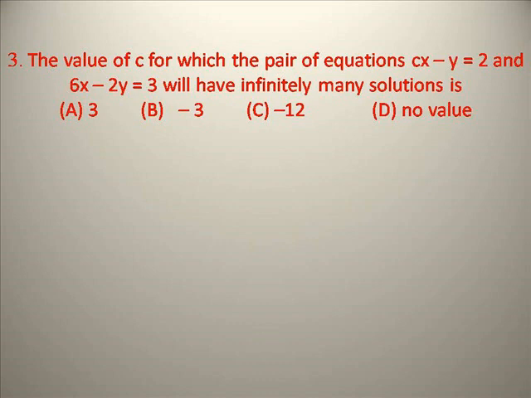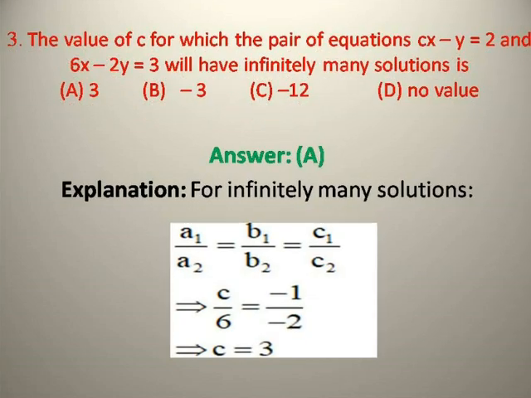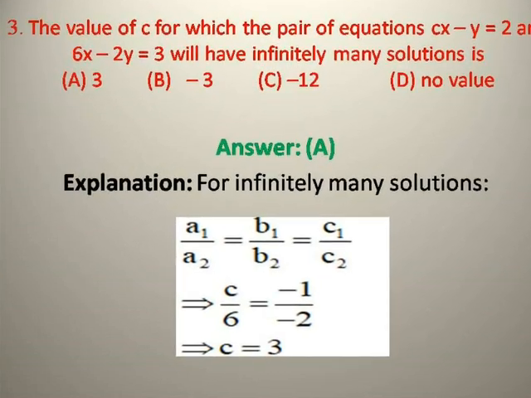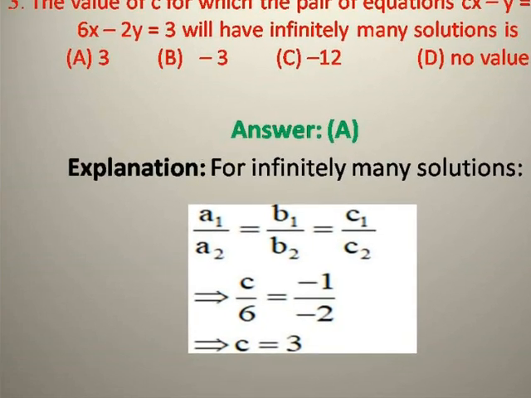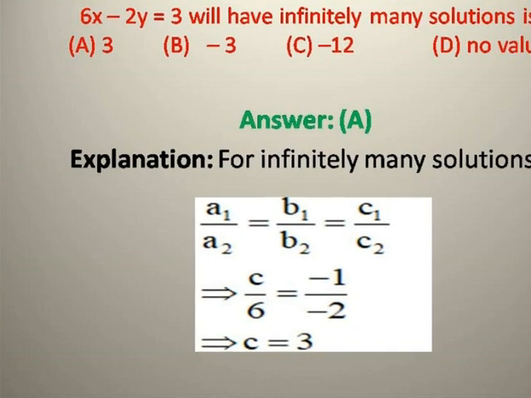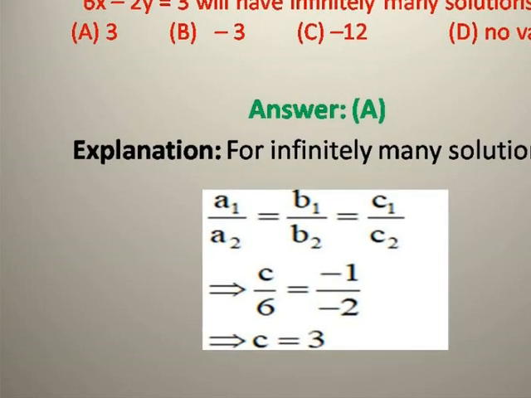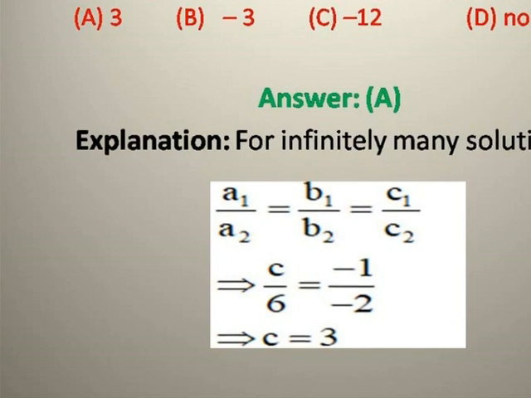Number 3. The value of c for which the pair of equations cx minus y equals 2 and 6x minus 2y equals 3 will have infinitely many solutions is. You have 4 options. Let's go for the answer. Answer is 3, that is option A. You know, for infinitely many solutions, the condition is a1 by a2 equals b1 by b2 equals c1 by c2, and from there you will get the value of c is 3.